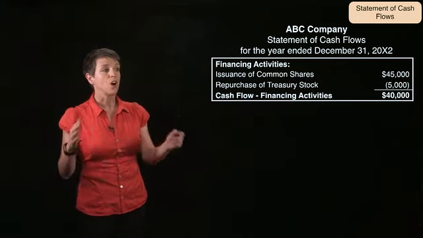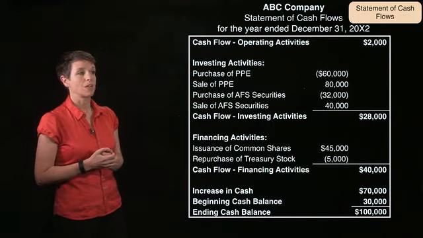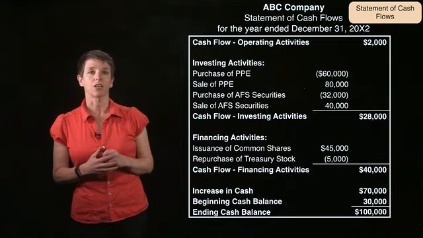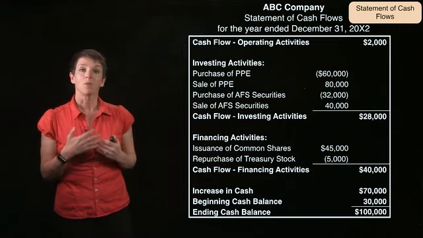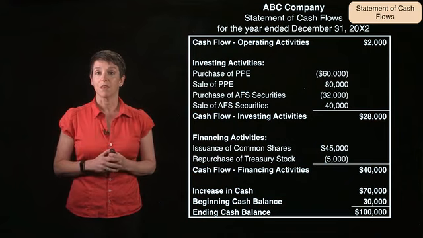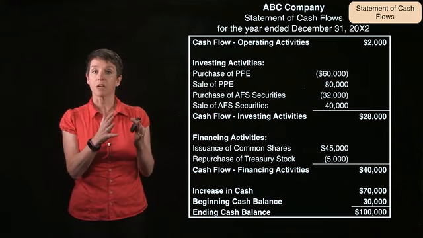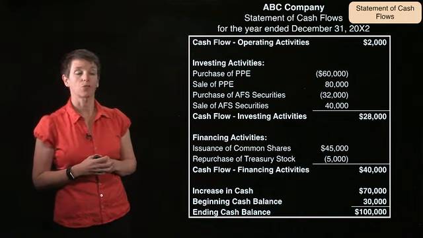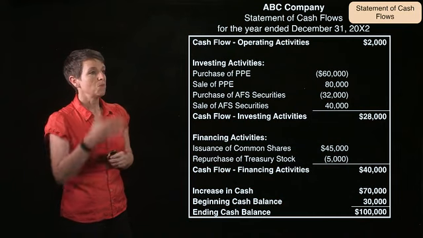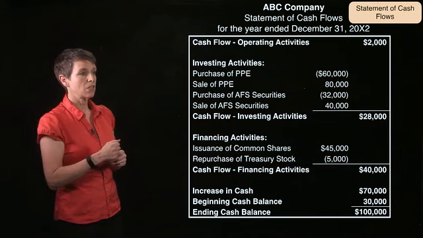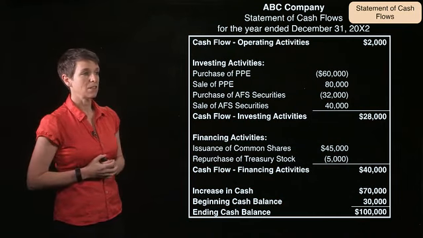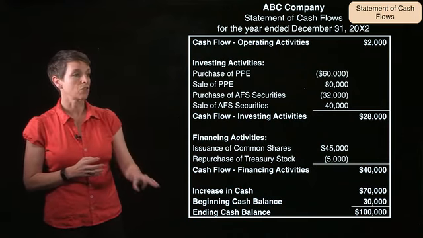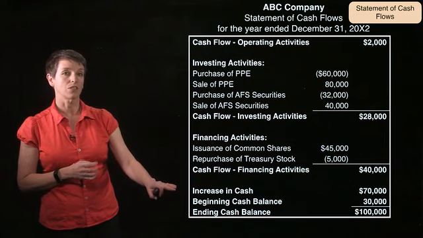Now we're ready to put it all together and see what the cash flow statement would look like. We've removed the operating section detail here for space, but remember that there's two approaches to that method. We could either use the indirect method or the direct method to come to the total cash flows from operating activities. Then we see here the investing activities section and the financing activities section, all three of which come together for our total increase in cash during the period of $70,000.